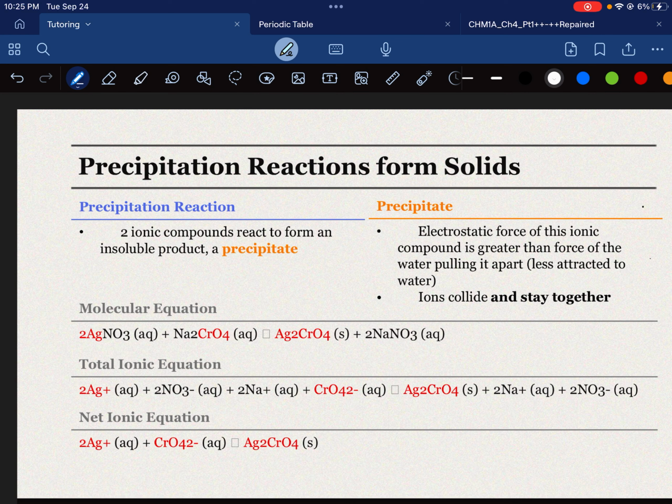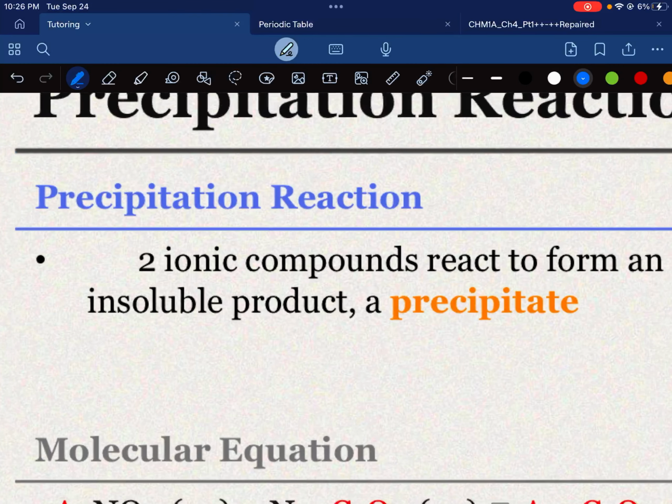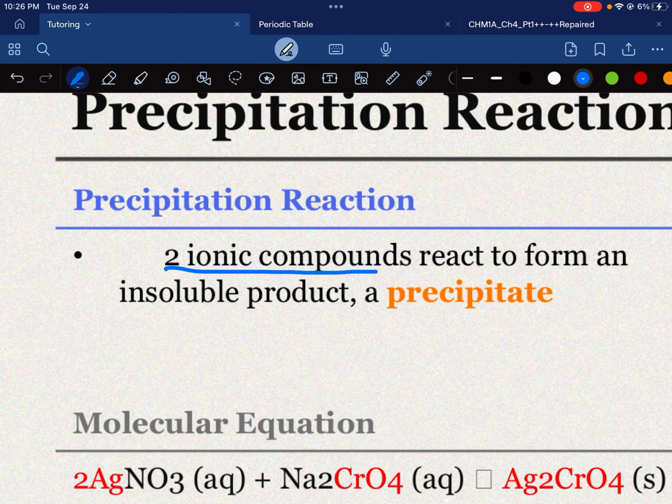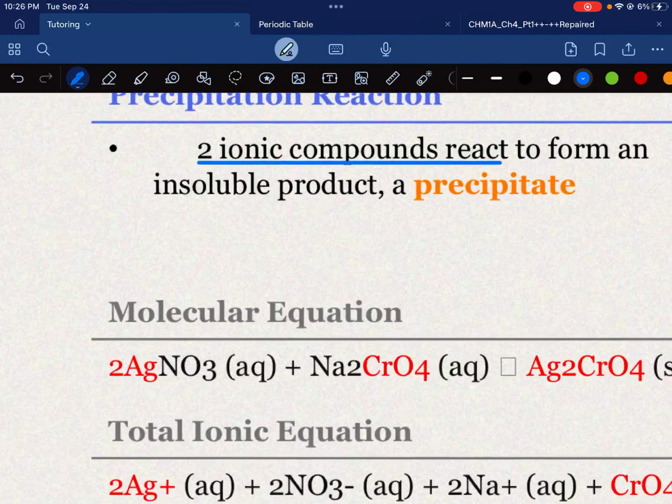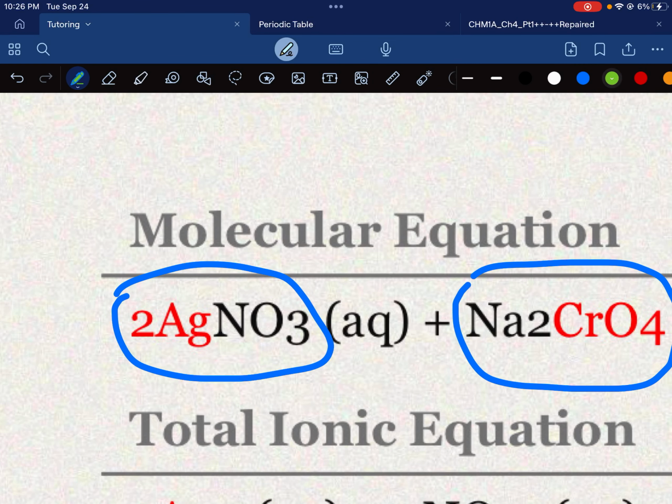Precipitation reactions form solids. Here's the definition of a precipitation reaction: two ionic compounds react to form an insoluble product, which is known as a precipitate. Let's dissect this sentence one by one. Two ionic compounds react, and that's what we see right here. If you remember, an ionic compound is a metal and a non-metal. So we have our metal, silver, and our non-metal, nitrate.